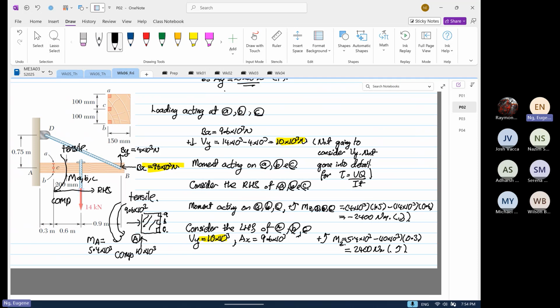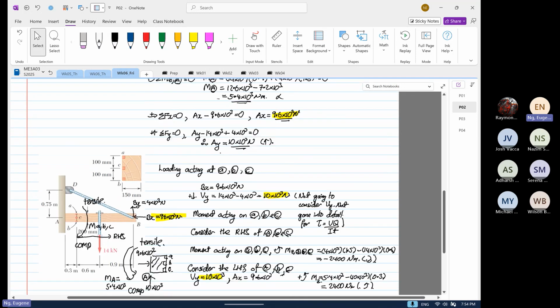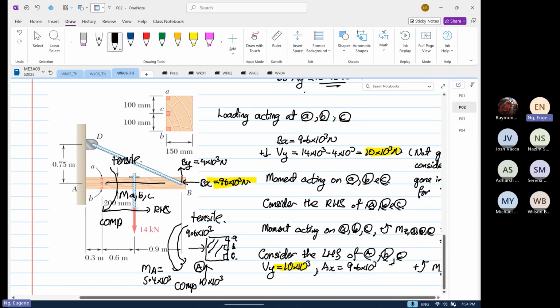So which one to use? Do you consider just the right hand side or the left hand side? Either one you do gives the same answer. The normal practice is to consider what's going on the right hand side, but this is a good way to check.